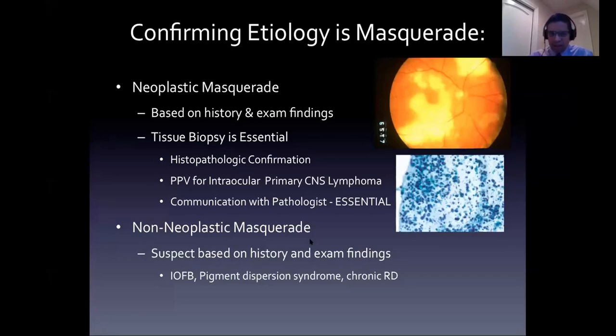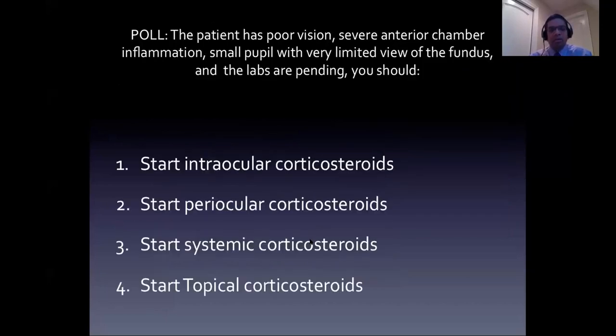And non-neoplastic masquerades, we confirm the etiology based on the patient's clinical examination, their history and exam findings. Is there an intraocular foreign body in the angle? Do a gonioscopy, look for that if there's a history of trauma. Pigment dispersion syndrome, chronic retinal detachment, these are clinical diagnoses.